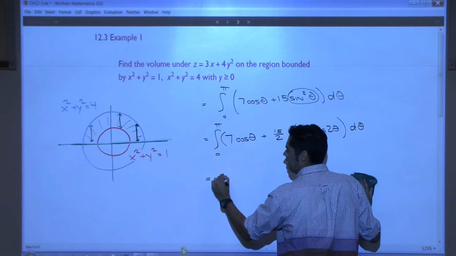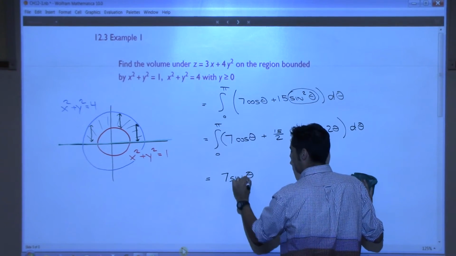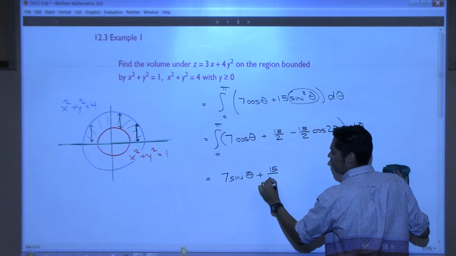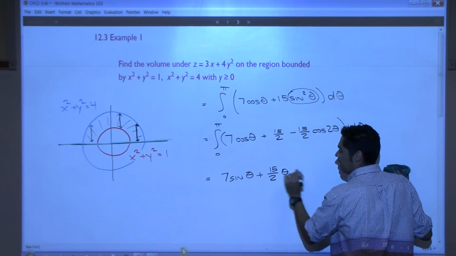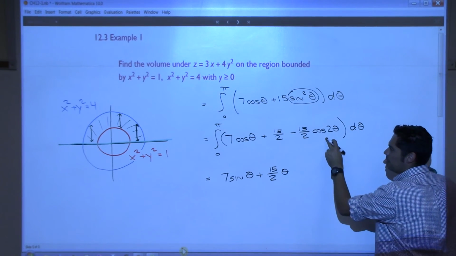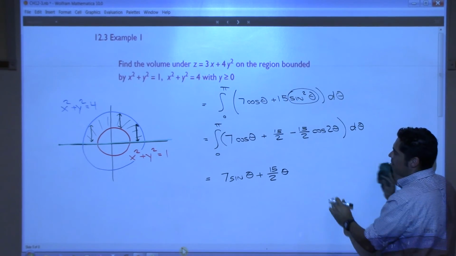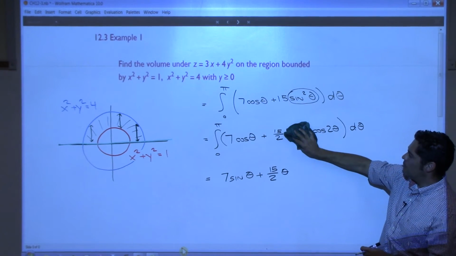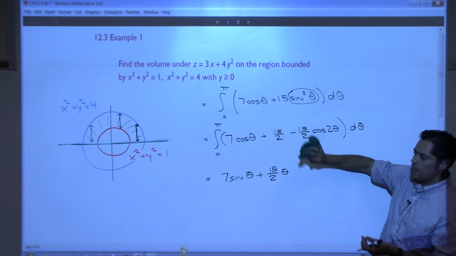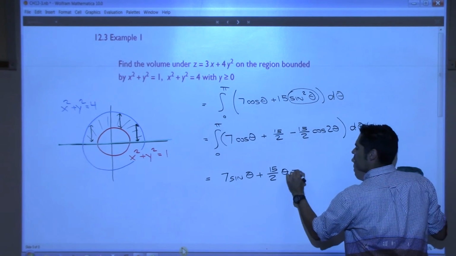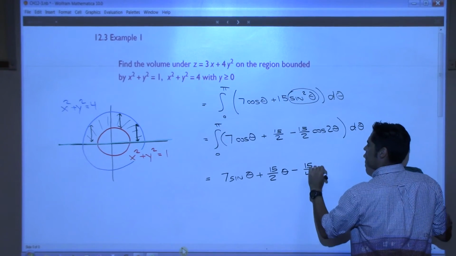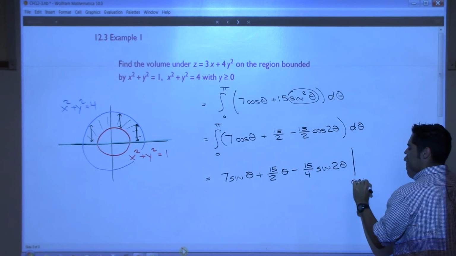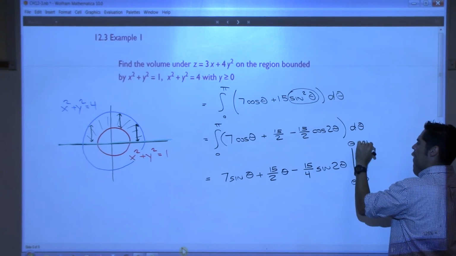The antiderivative of 7 cosine theta is 7 sine theta. The antiderivative of 15 halves is 15 halves theta. What's the antiderivative of cosine 2 theta? 1/2 sine 2 theta, but then hit it with that. So negative 15 over 4 sine 2 theta, evaluated from theta equals 0 to theta equals pi.